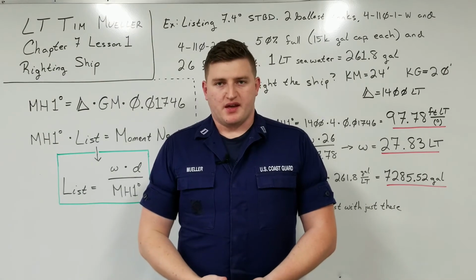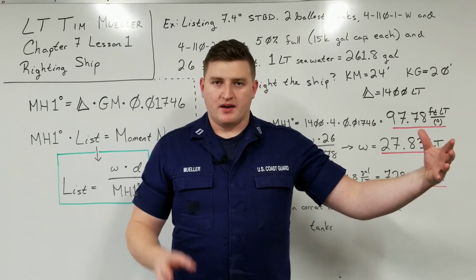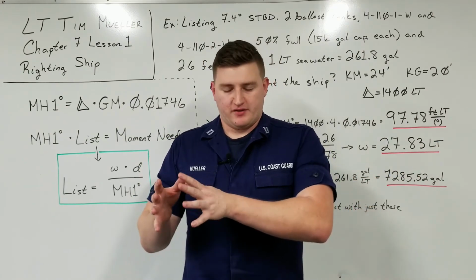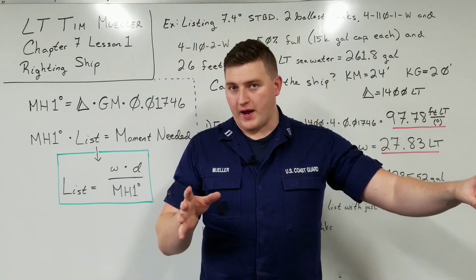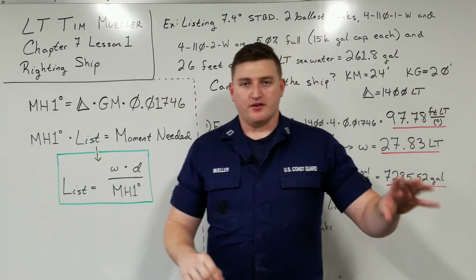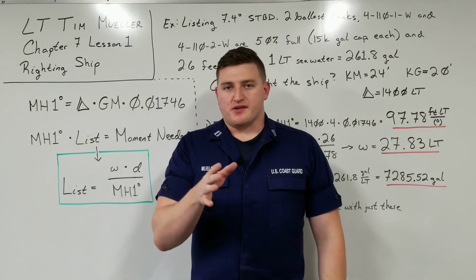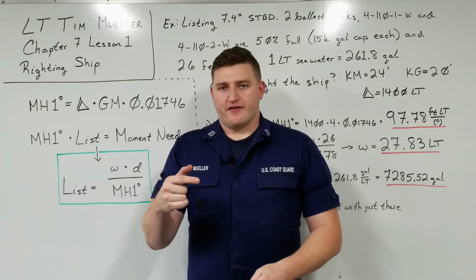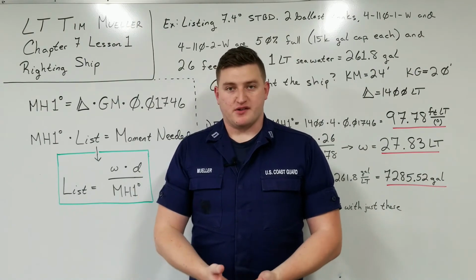Now, as you saw in this example, we shifted a weight a known distance. You can use this formula in order to shift a known weight an unknown distance, or an unknown weight an unknown distance. You just have to give yourself boundary conditions on either the weight or the distance, solve for the other variable, and see if that's practical in your situation.